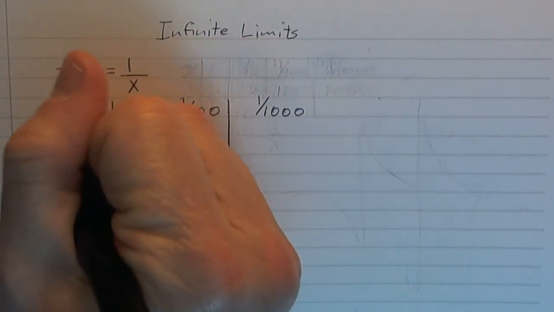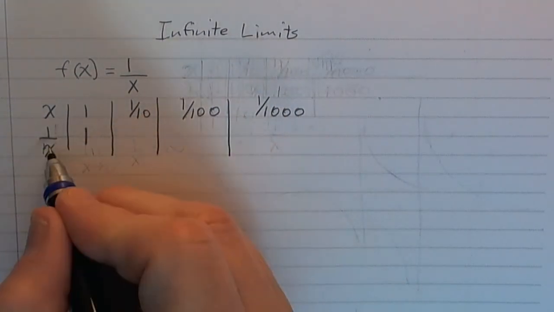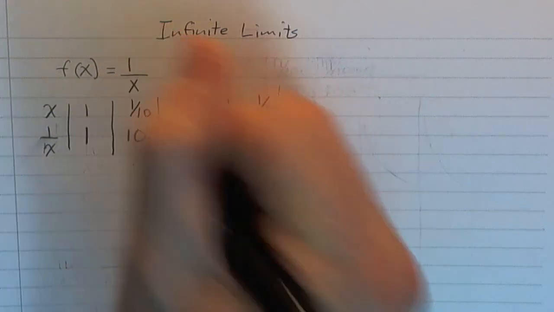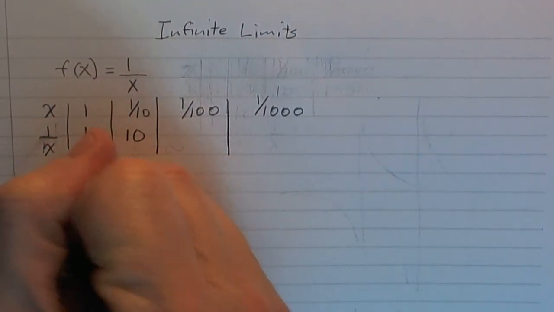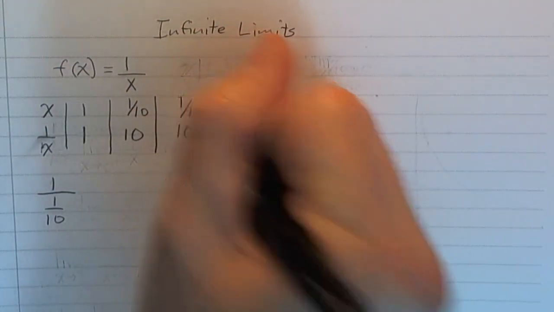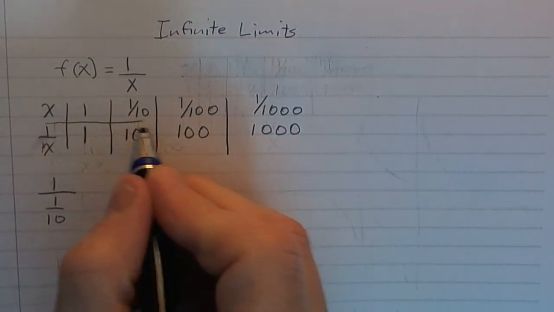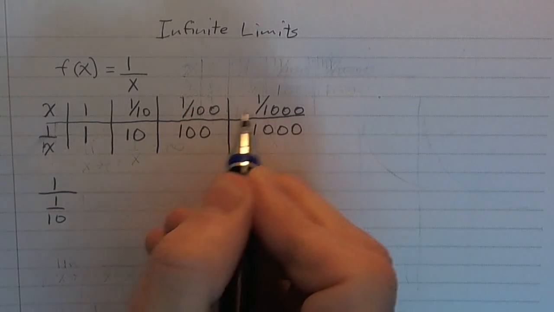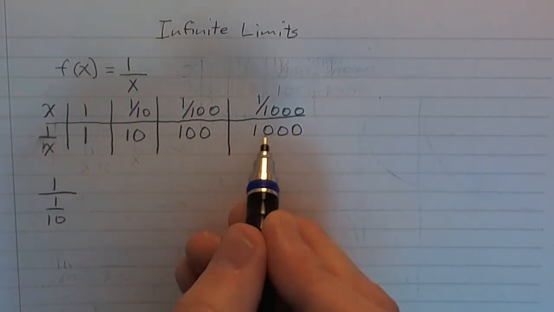Okay? So here we go. If I plug in a 1 into the function here, I just get a 1. If I plug in a 1/10 in for x, I get 1 over 1/10. Well, that's 10, right? See? 1 over 1/10. I invert and multiply and get a 10. Likewise, this one would be 100. This one would be 1,000. Now, you see what's happening here.